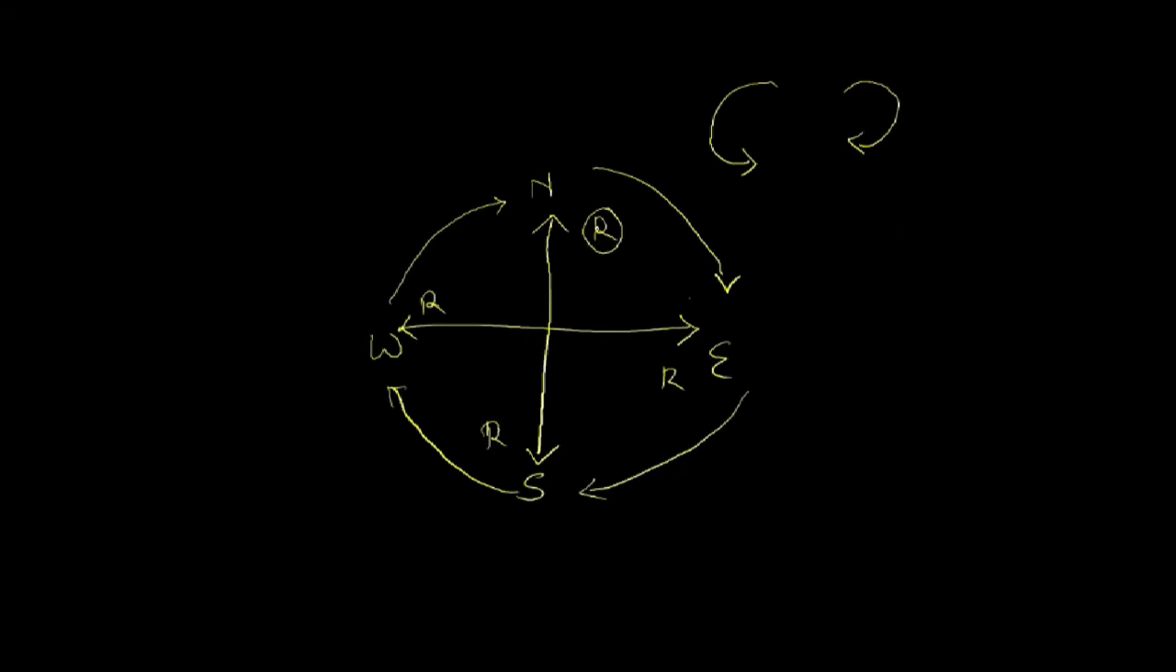Oppositely, the left side would be the other side. If I am facing north, this side would be the left. If I am facing the west, then this side would be the left. If I am facing the south, then this side would be the left, and if I am facing east, then this side would be the left. So this is the concept of right and left. If the clock is moving in this direction, then this is my right side, and ultimately the opposite, that is anti-clockwise, is my left side.